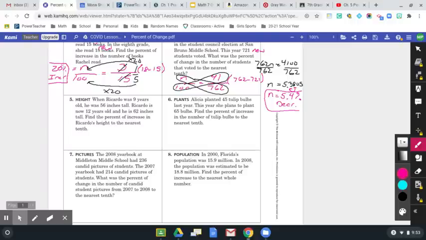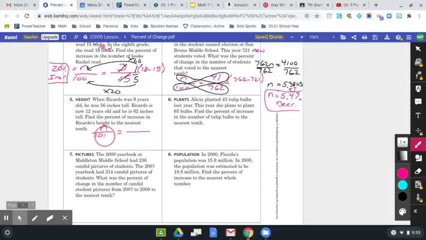When Ricardo was 9 years old, he was 56 inches tall. Ricardo is now 12 years old, and he is 62 inches tall. So find the percent of increase in his height to the nearest tenth. All right, let's do it.